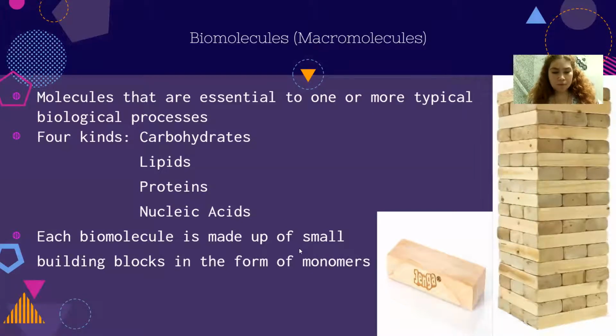Each biomolecule is made up of small building blocks in the form of monomers. Mono means one. So one monomer is one piece of a carbohydrate. One monomer of a lipid is a piece of a lipid that builds up to make these giant structures that create living things. So I'll go through each of them.